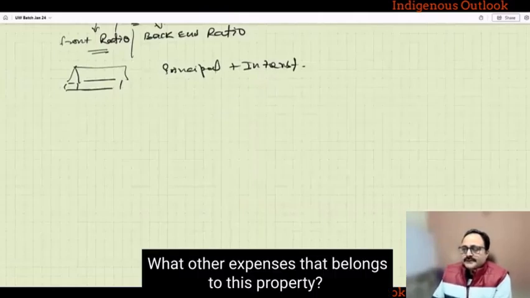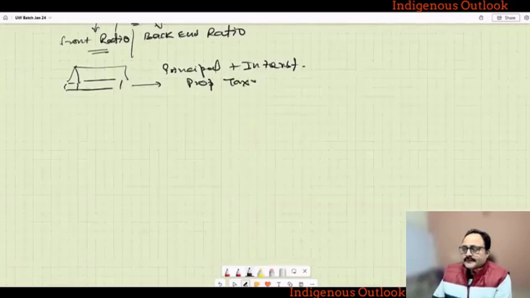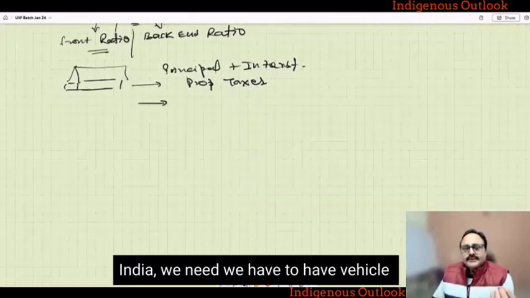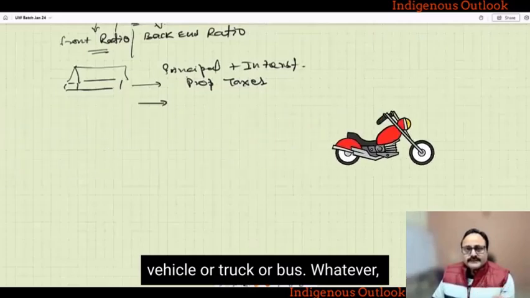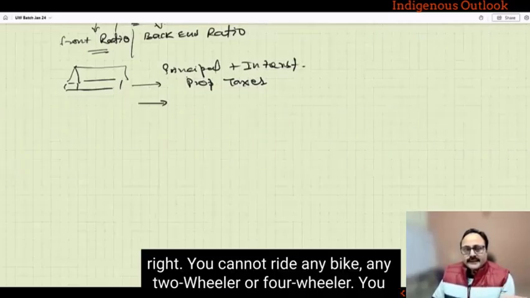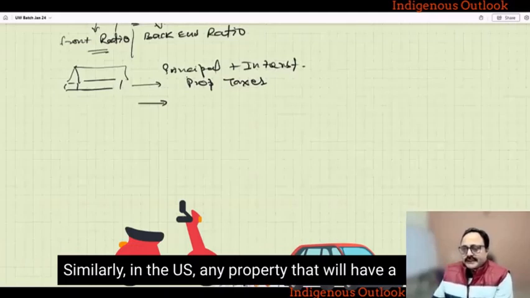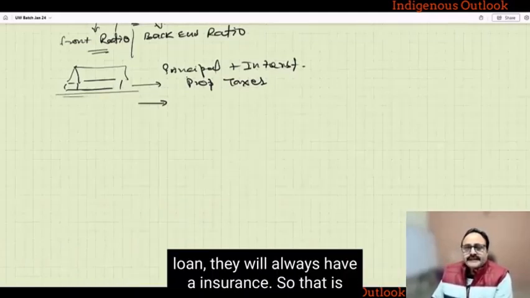What other expenses belong to this property? Property taxes, right? Then I told you that in India we have to have vehicle insurance, whether it's an electric scooter, a bike, a four-wheeler, a truck or a bus. You cannot ride or drive any vehicle without having insurance. Similarly, in the US, any property that has a loan will always have insurance.